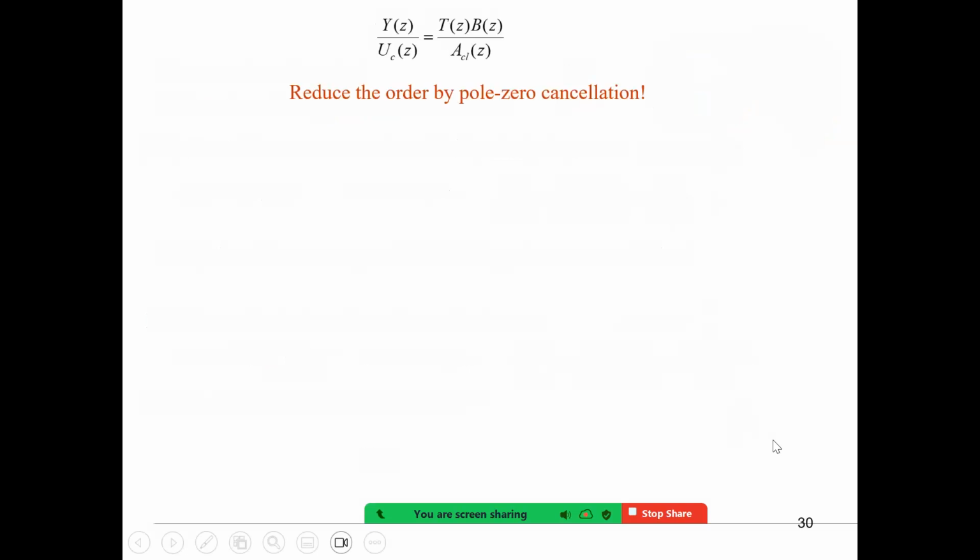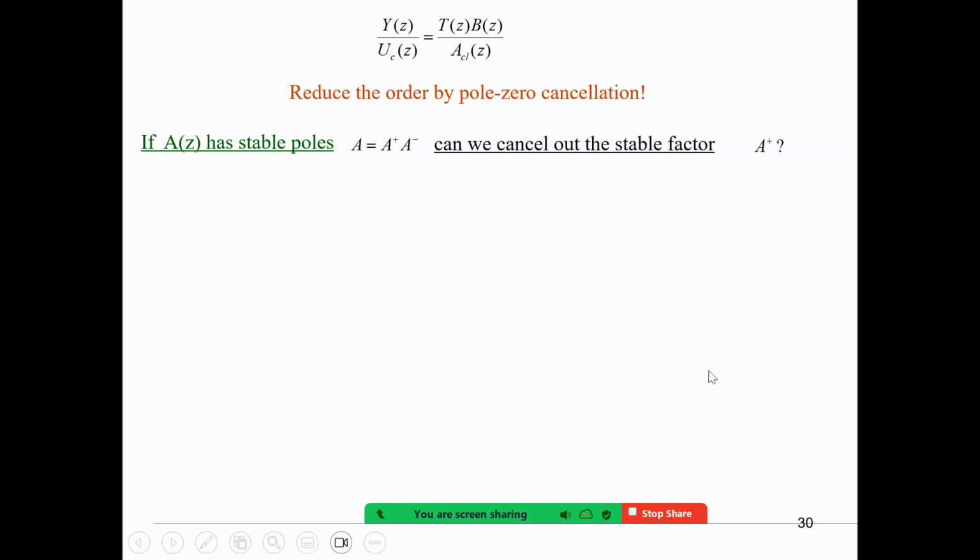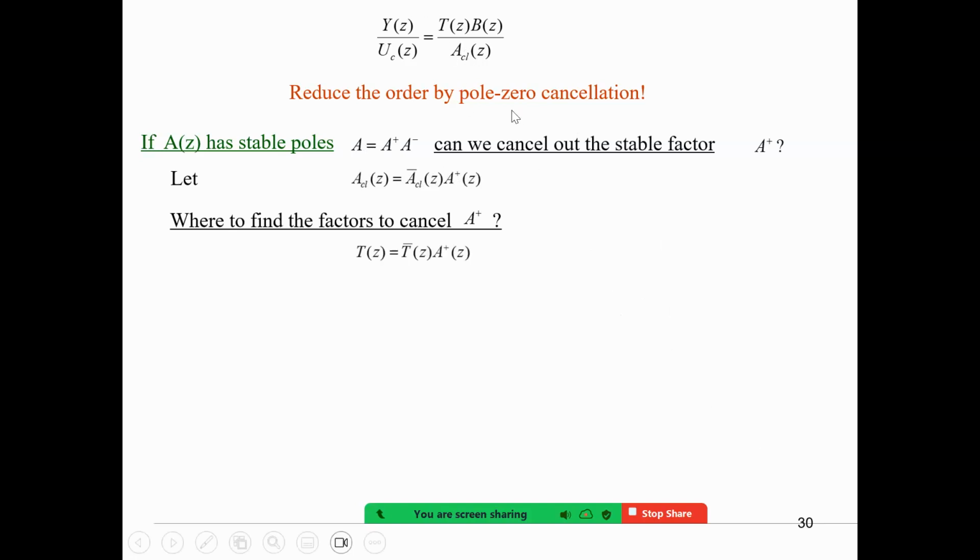Okay. Now that takes care of the B, where we have stable zeros, we cancel them out. Then how about stable poles? If we have stable poles, can we also do some cancellation? Yes. Actually I can also cancel them out, which means I will put the stable factors in the closed loop. But if I put it there, how do we cancel them out? Of course, we have to design T, right? Because remember, you can design T. You design the T to cancel them out.